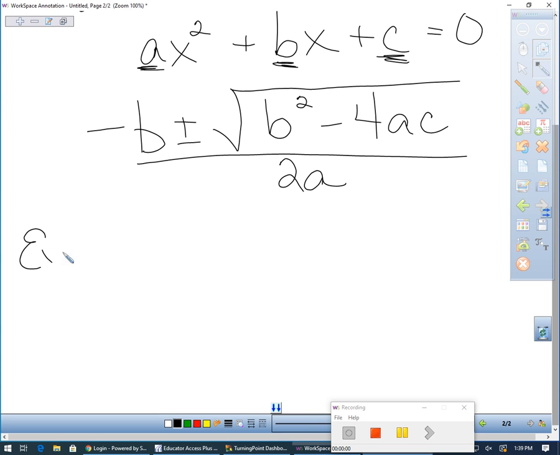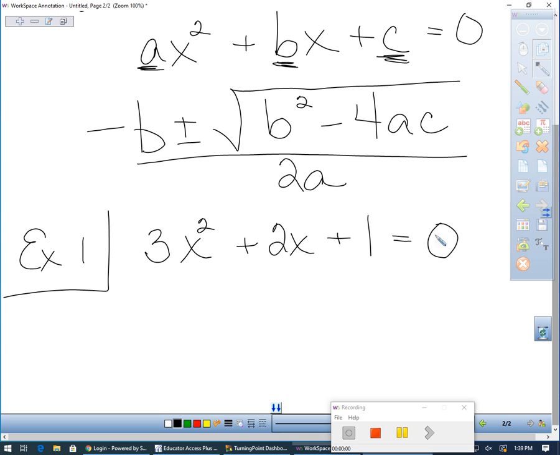Here is example number 1. I know you guys know all about this. Let's say I have 3x squared plus 2x plus 1 equals 0. So first, is that in standard form? Is it set equal to 0? All right. So now I need my a, b, and c. My a value is 3, my b value is 2, and my c value is 1.